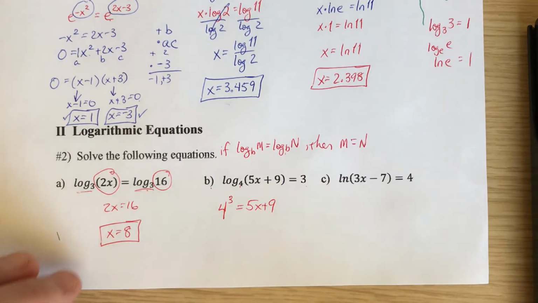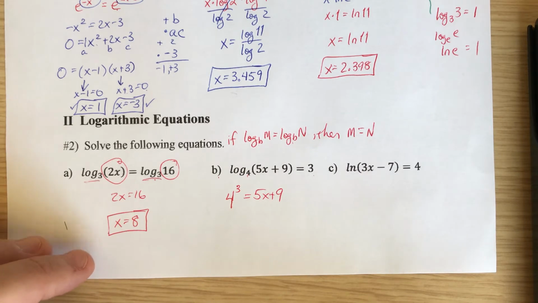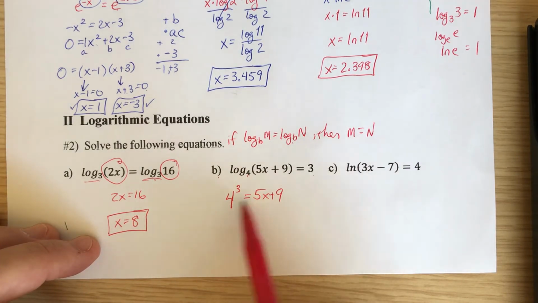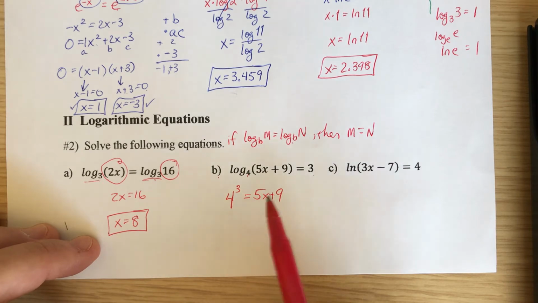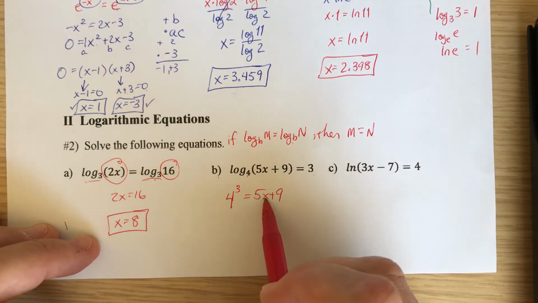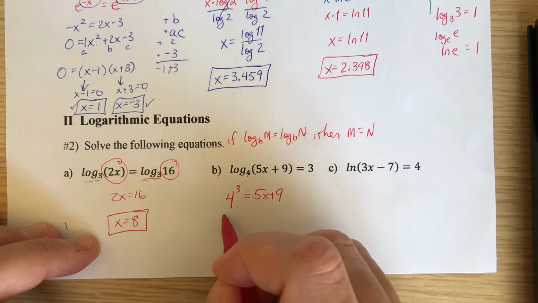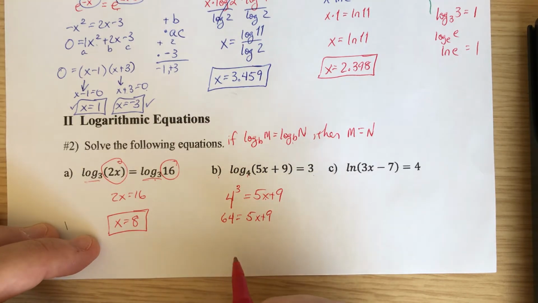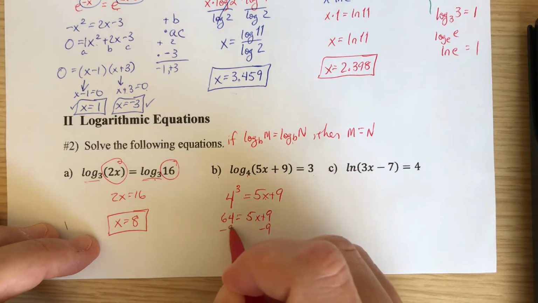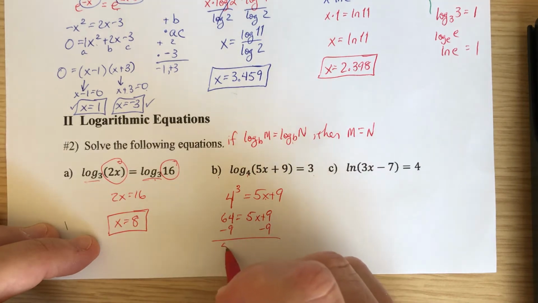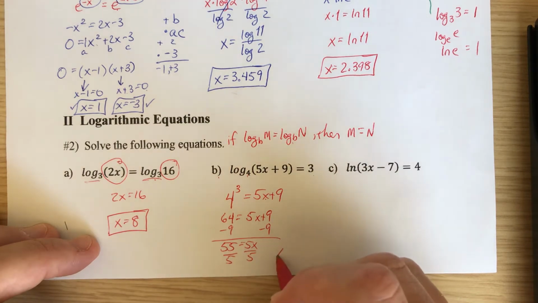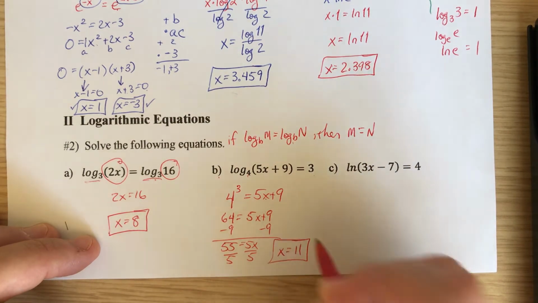Now you might be tempted to do some more complicated things, but actually we're not going to take the log of both sides. We're not going to get a common base because the variable is not part of an exponent, okay? 4 to the third, well, that's 64, equals 5x plus 9. We're just going to solve this like a normal equation. So we'll subtract 9 from both sides and divide by 5, and we get x is equal to 11.